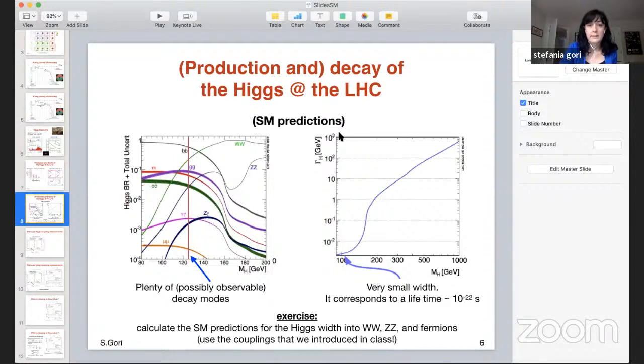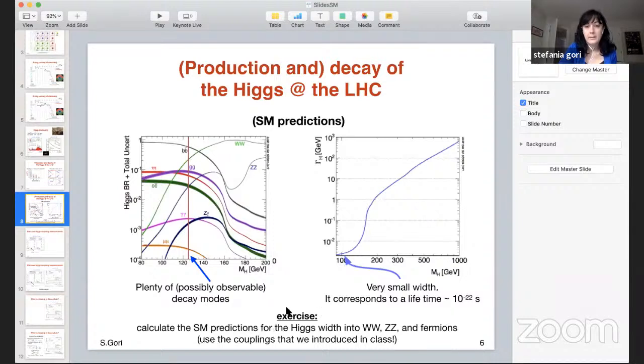In the plot on the right, what I'm showing is the total width of the Higgs boson. Again, if we are here at 125 GeV, we see that the width is tiny, like a few MeV. And this is telling us about the lifetime. So actually the Higgs is decaying pretty quickly. As soon as you produce it, the Higgs will also decay.